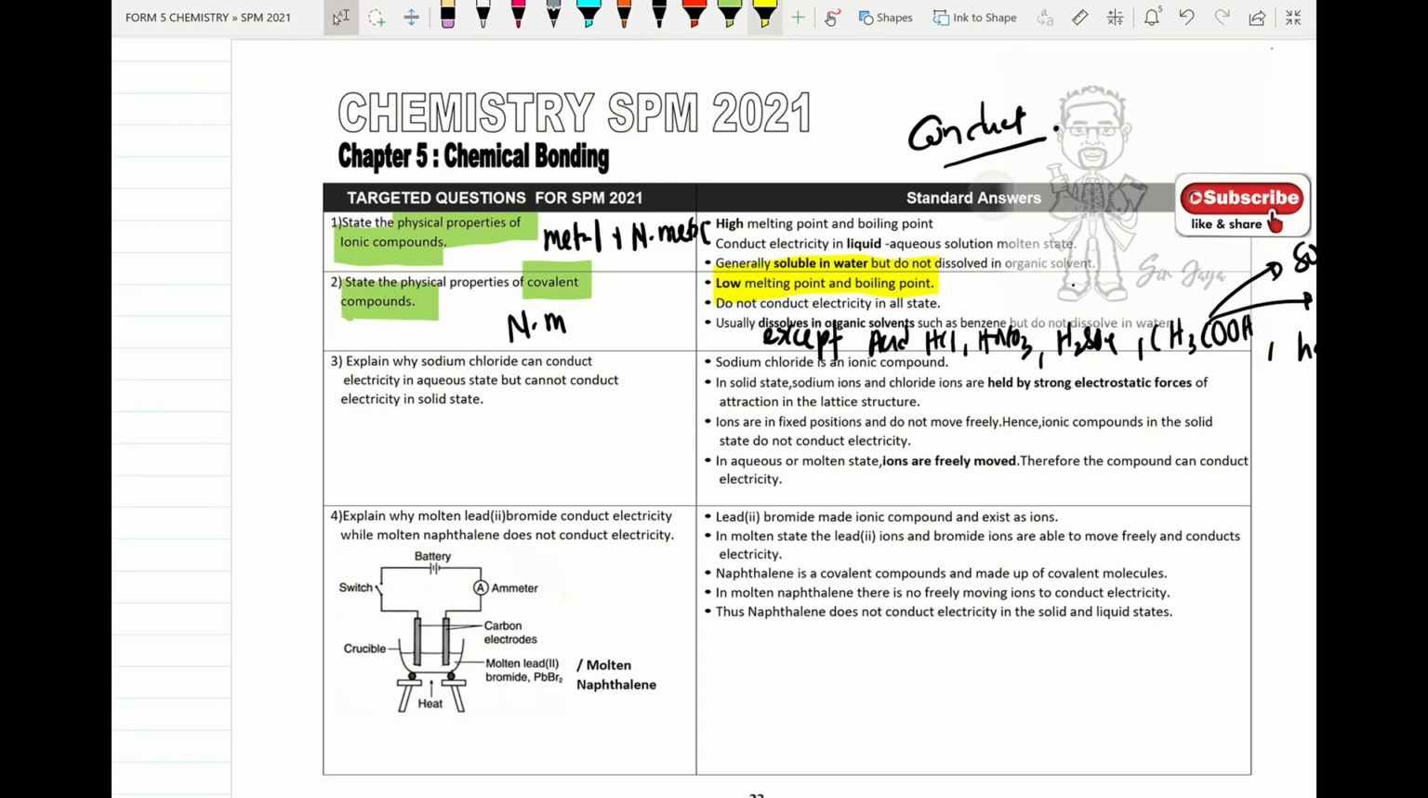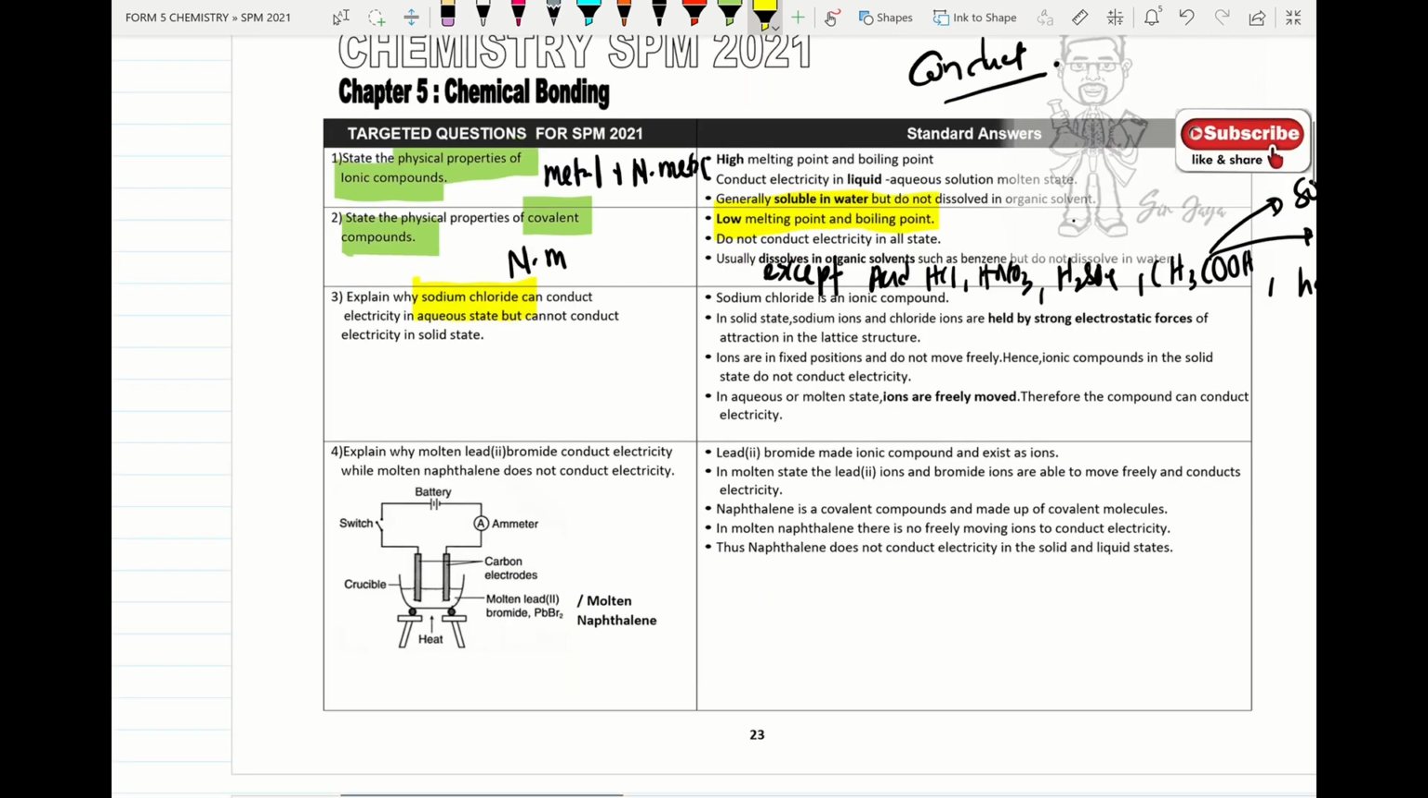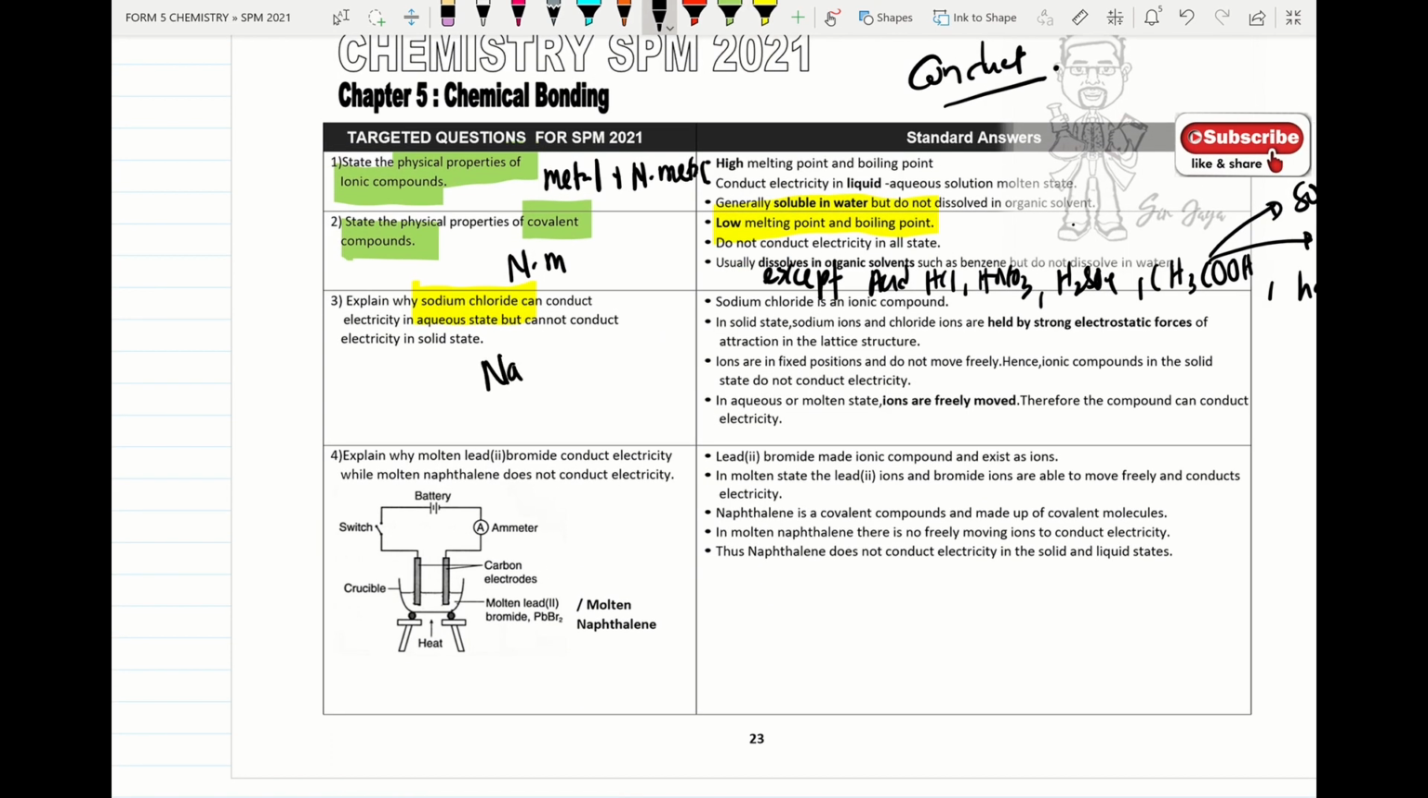So now we go for the short essay question. Let's say sodium chloride can conduct. Sodium chloride is made up of ionic compound. Please remember, metal plus non-metal. This is made up of ionic compound. In ionic compound, the particles that exist in the compound are ions. So we have three physical states. Number one, solid. Number two is molten. Number three is aqueous. Solid cannot conduct electricity. Molten and aqueous, they can conduct electricity.